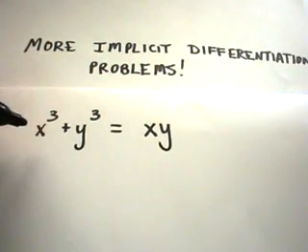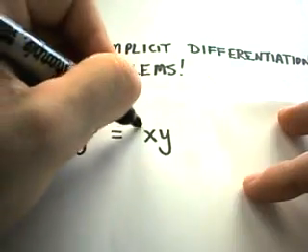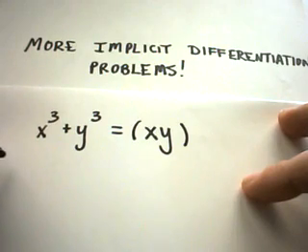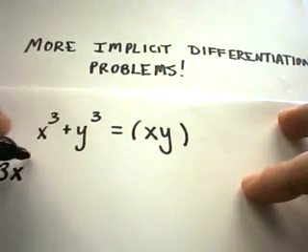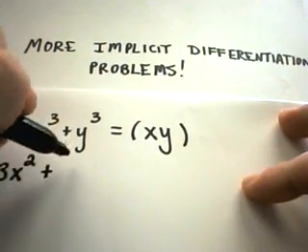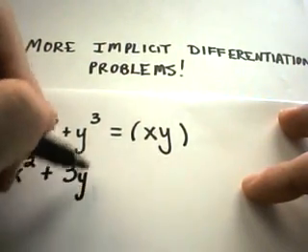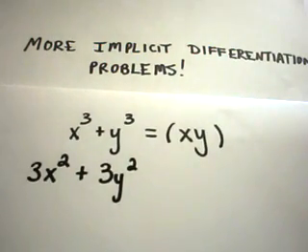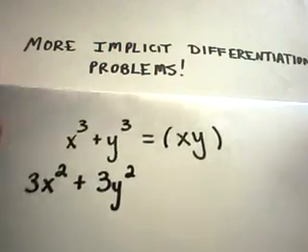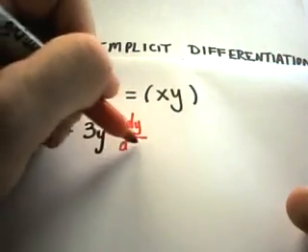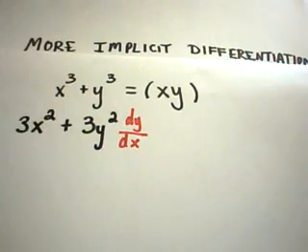So suppose we want to take the derivative of x cubed plus y cubed equals the product x times y. Well, on the left side, the derivative of x cubed is simply 3x squared. The derivative of y cubed, this is where we have to be a little careful. I get 3y squared, using the same normal procedure, but in this case I have to remember to tack on this dy dx term. So you cannot forget that part.